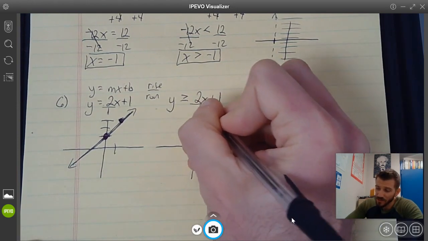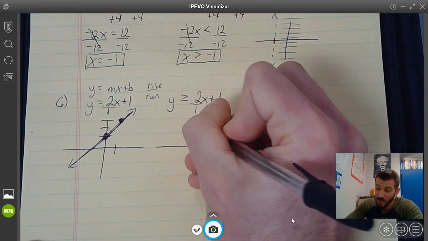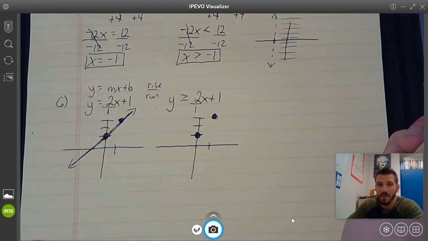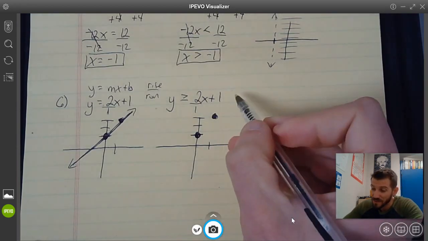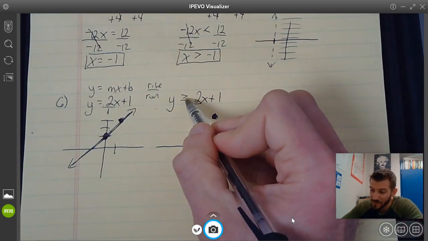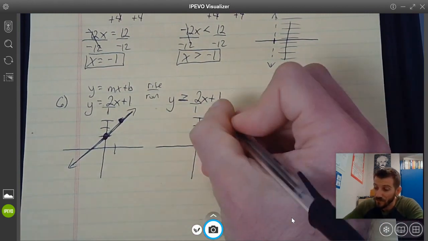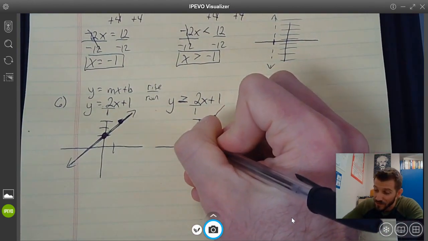My slope is 2 over 1, so I'm still going to go up 2 over 1. Notice the points are exactly the same. But now I need to pay attention to my sign. Is there a solid line underneath? Yes. Therefore, it is a solid line.